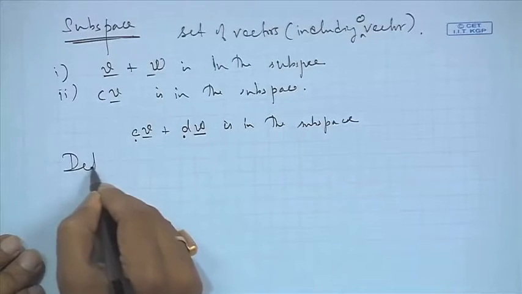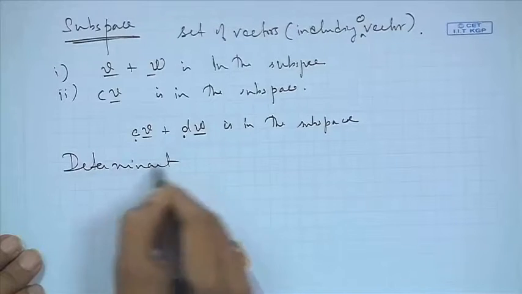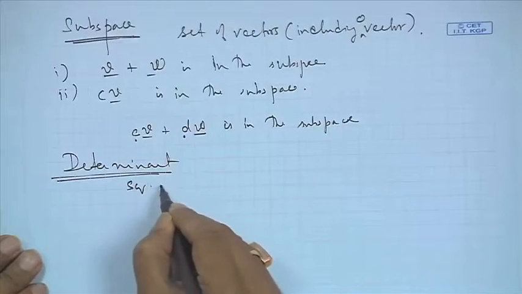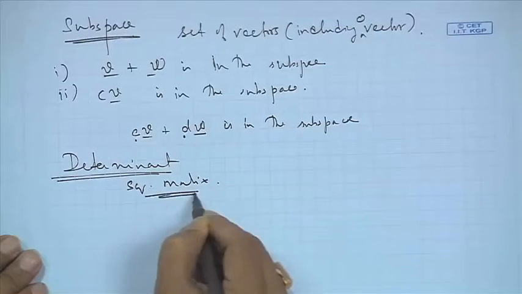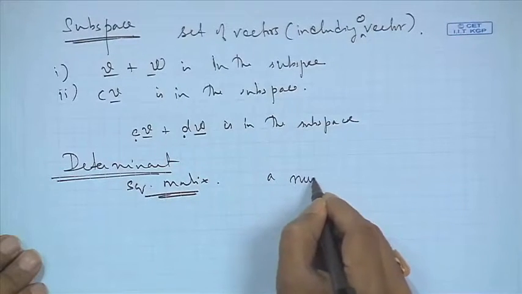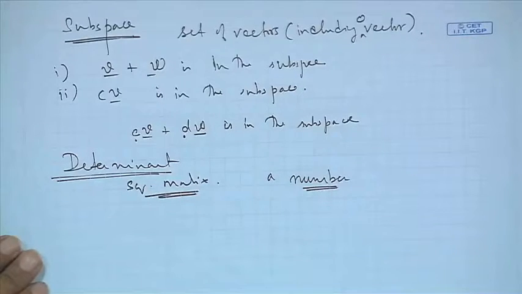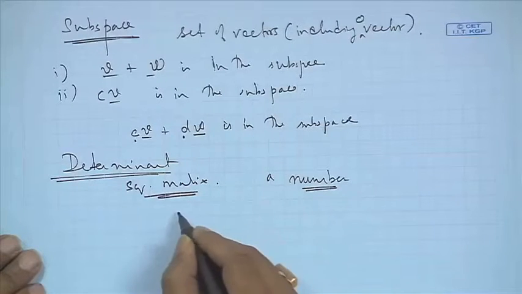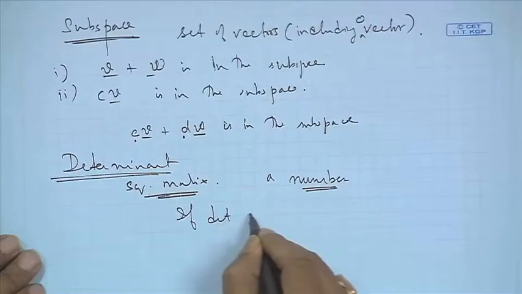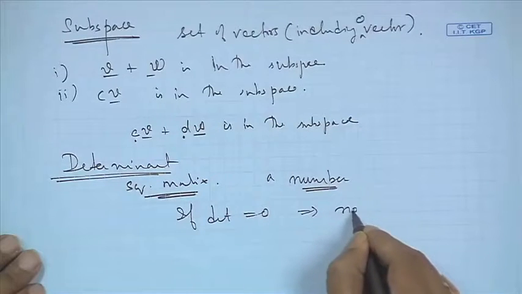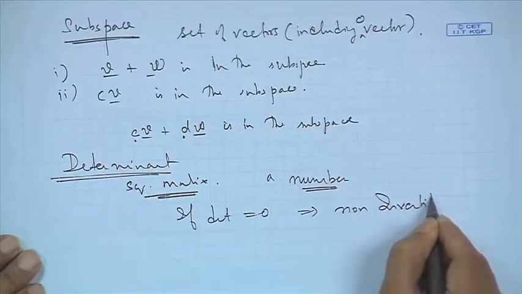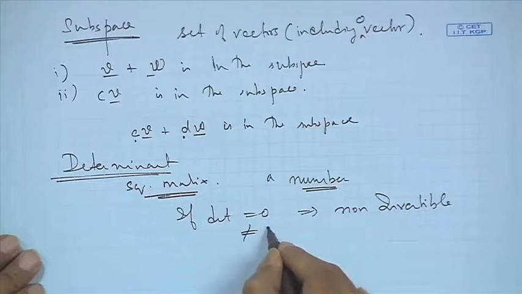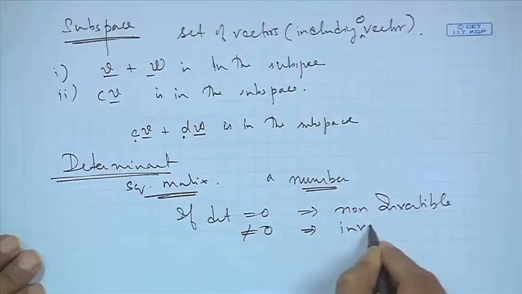We'll go into the determinant, which we use. So determinant is one of the very important things. For a square matrix, the determinant is a single number. This is very important: the determinant is not a matrix, it's a single number. It tells us whether it is invertible or not. If the determinant is equal to 0, it implies the matrix is non-invertible, and if it is not equal to 0, it means it is invertible.